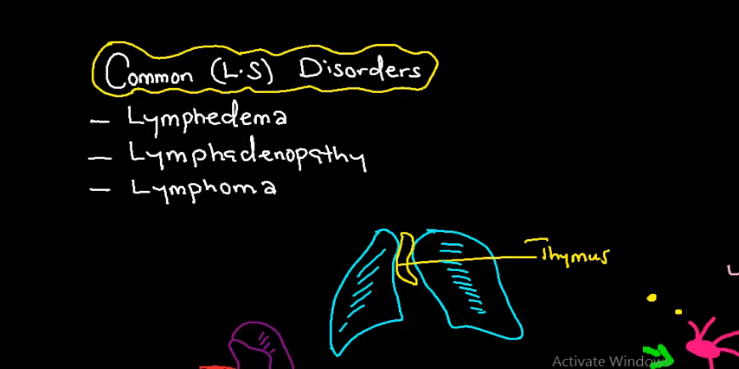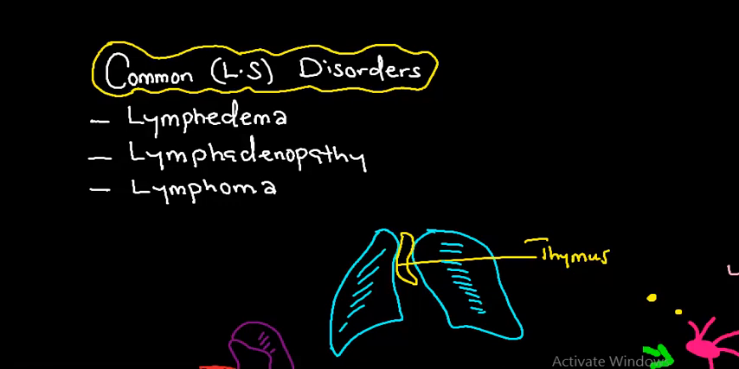Lymphadenopathy, lymphedema, and lymphoma are common lymphatic system disorders. Lymphedema is simply swelling in the arms or legs. Notice that in rare circumstances, it affects both arms and legs. It can also affect the chest wall and the abdomen.